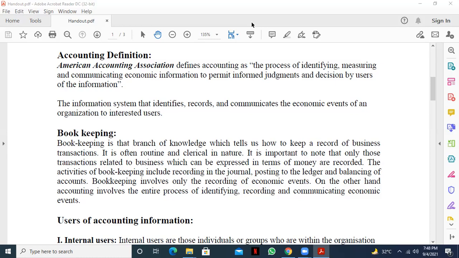So it is routine and clerical in nature. There is no analysis and no interpretation. It will interpret nothing, it will analyze nothing. It will just record. It is just clerical in nature.